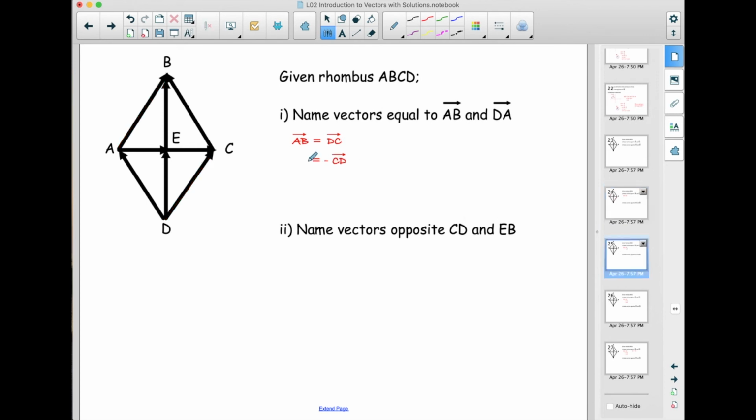It's also possible now that we could say the opposite of CD. So the opposite of CD would be DC, and we could also note the opposite of BA would also give us AB.